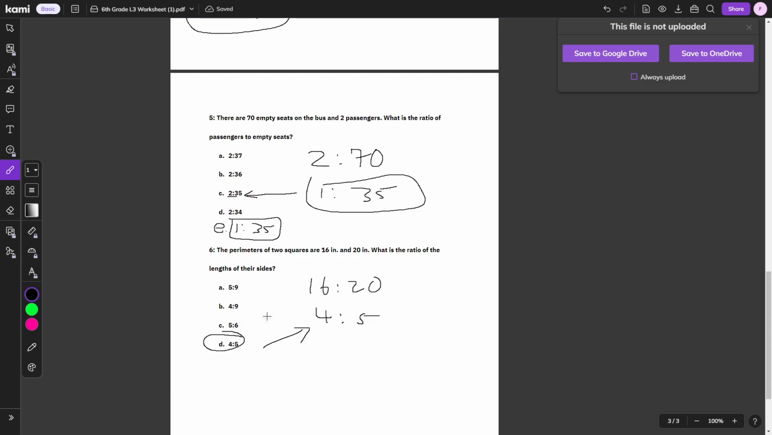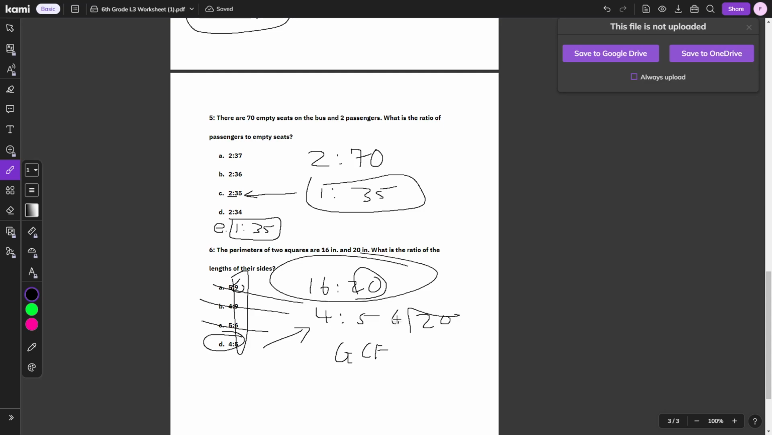A really easy way to tell what to divide by is the greatest common factor, or GCF, which is the biggest number that you could divide both of these numbers evenly into. Or you could look at the answer choices and see which numbers you like the most. Obviously 20 isn't going to divide into 9, so you could eliminate that. 20 obviously isn't going to divide into 6, because 20 divided by 6 is 3.3333333 repeating. So obviously it's an incorrect answer.